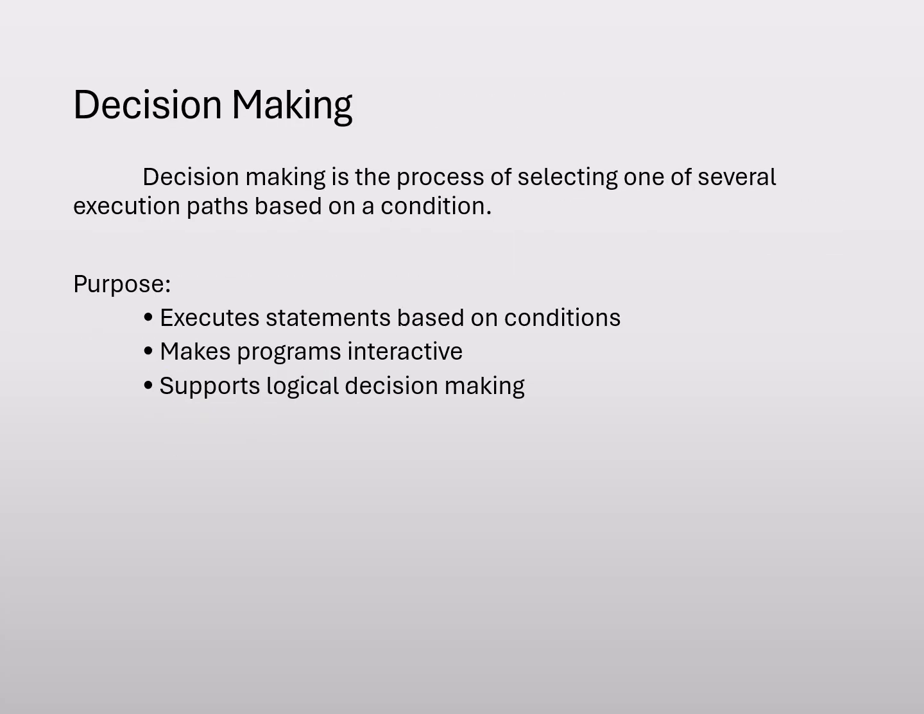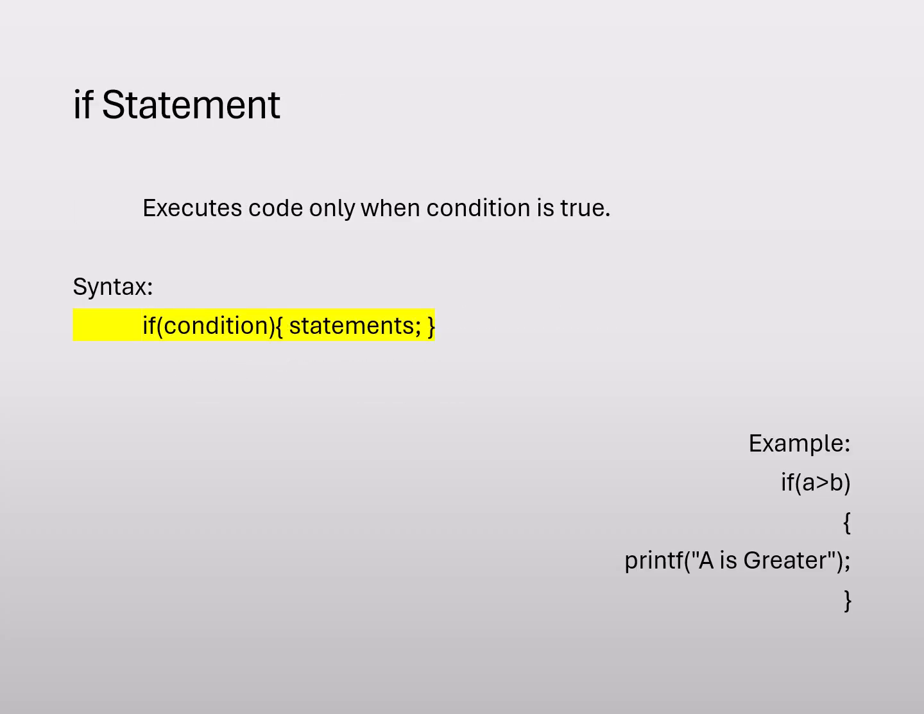First, decision making. Decision making is the process of selecting one of several execution paths based on a particular condition. If the condition is true, the particular statement will execute. The main purpose of decision making is executing the statement based on the particular condition, making programs more interactive and supporting logical decision making. The first decision making statement is the if statement. An if statement executes only when the condition is true.